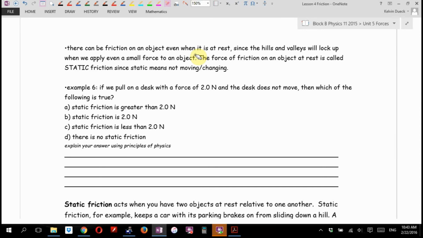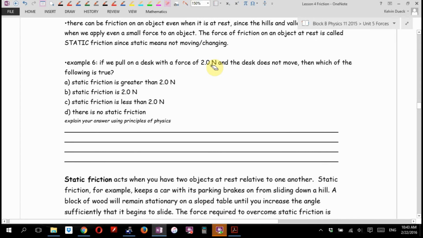So it turns out, Kareem, there's two mu's. There's the mu once you get it moving, which is smaller. There's the mu to get it started, which is bigger. So the force of friction on an object at rest is called static friction, because static means not moving or unchanging.